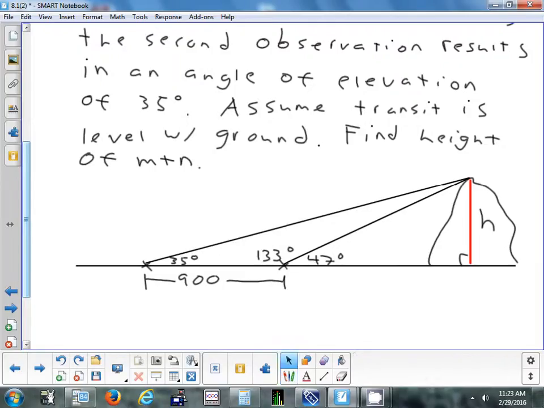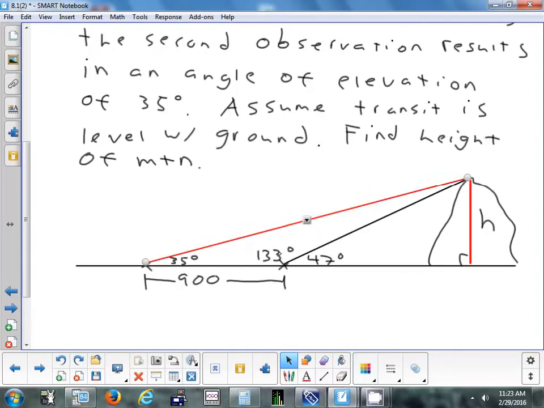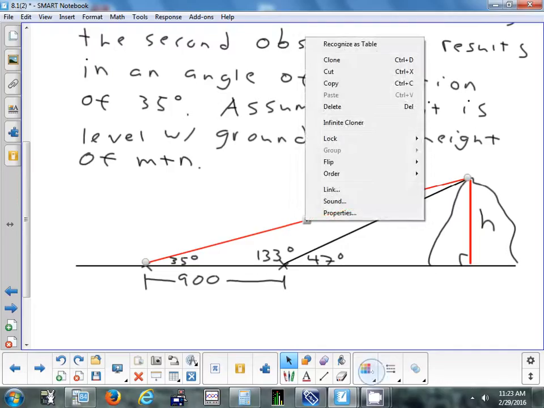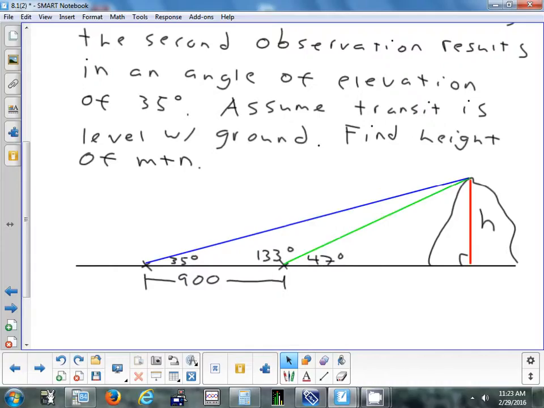Now, let me put the sightings in different colors so you can say either the blue line or the green line. All right, what do I want to do now? You can find the third angle in the triangle with the blue and the green. Yep, I think we're going to need that third angle.